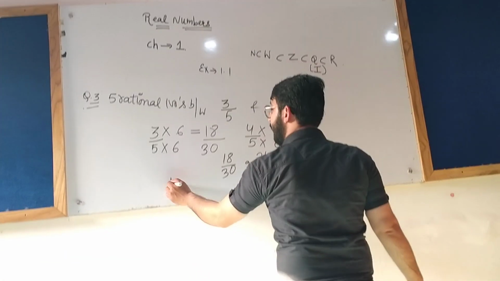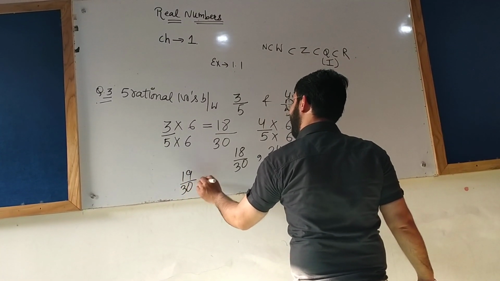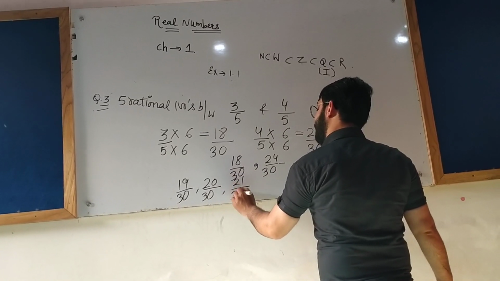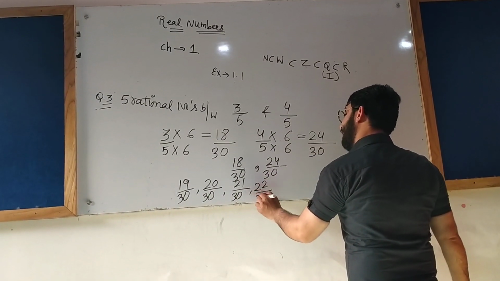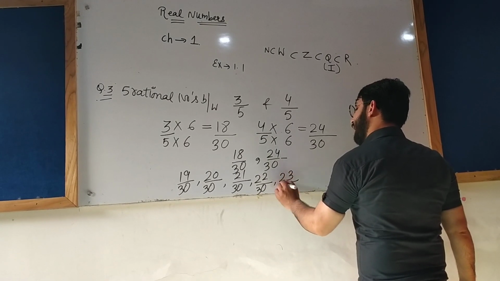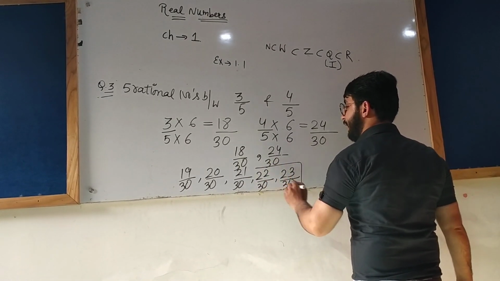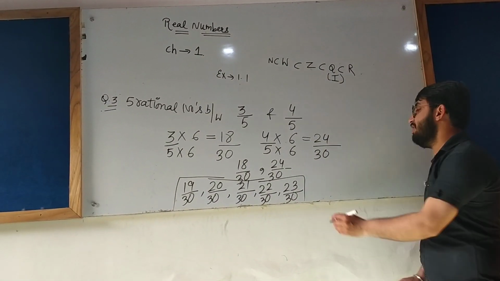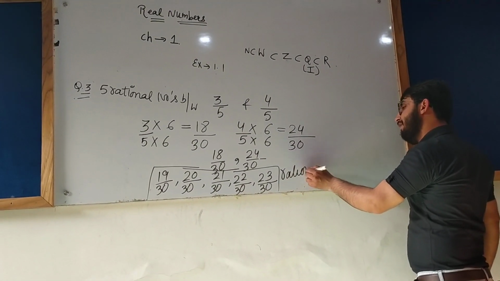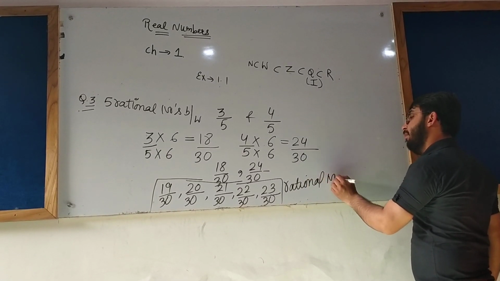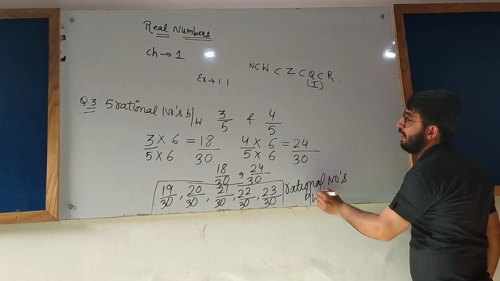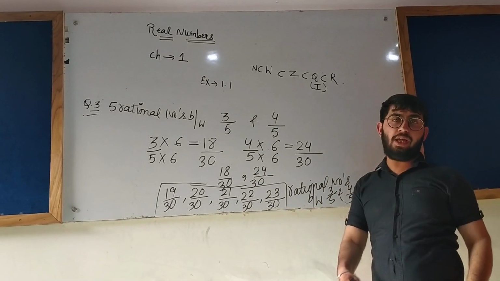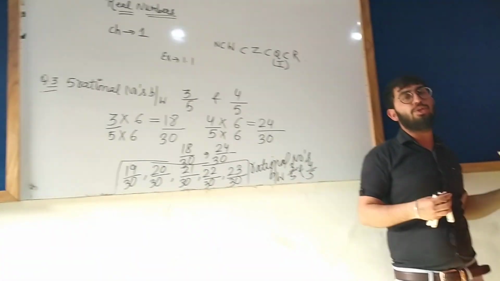Now let us write the numbers: 19 by 30, 20 by 30, 21 by 30, 22 by 30, 23 by 30. Here is the list of 5 rational numbers. These are 5 rational numbers between the given numbers, that is 3 by 5 and 4 by 5. Okay, hope you have understood the question.